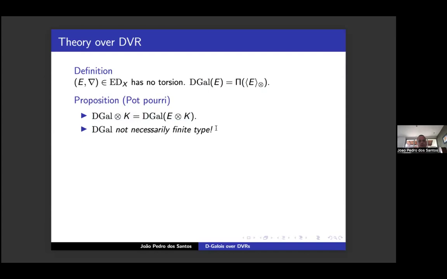But here comes the problem. It doesn't need to be of finite type. So it doesn't need to be an algebraic group. And that is because E now is a representation of its own Galois group, so you have a representation here, and it just so happens that this doesn't need to be closed. So your D-gal does not need to be of finite type or algebraic over R.